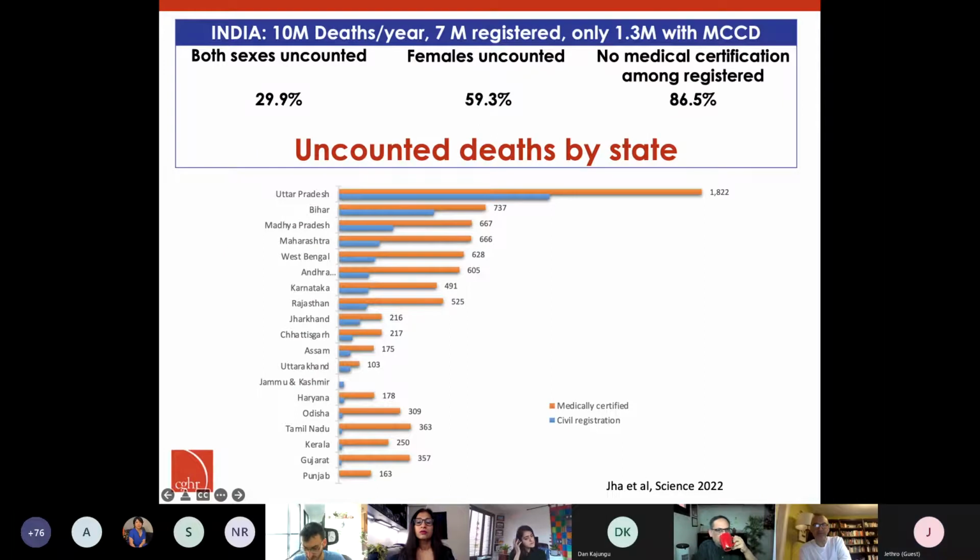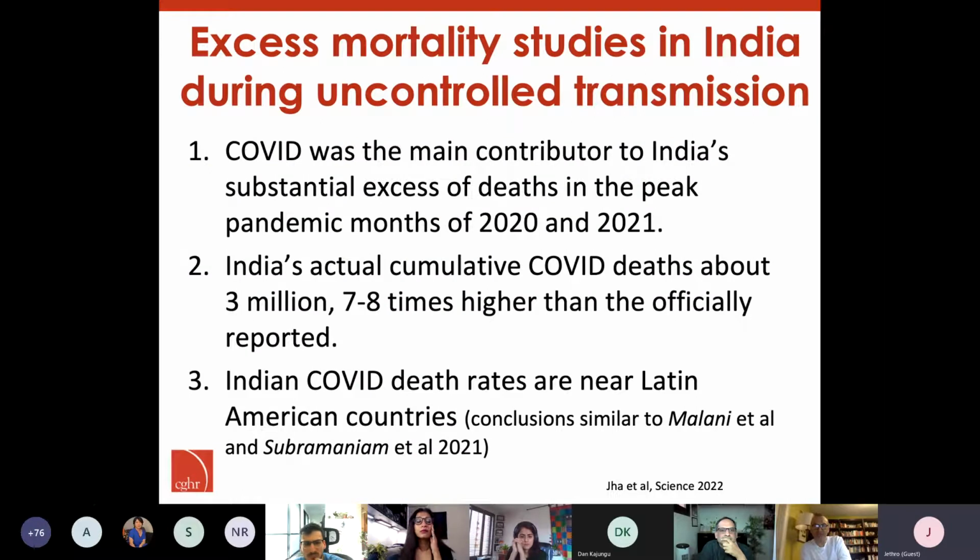Now, the starting point in India, of course, is that of the 10 million deaths that occur a year, only 7 million are registered, and only 1.3 million of those have a properly completed, medically certified cause of death. And this varies greatly by state. So the poorer states in the north, Uttar Pradesh, Bihar, Madhya Pradesh, have particularly large numbers of uncounted populations. It also is greater among females than males. So what were the conclusions of our studies?